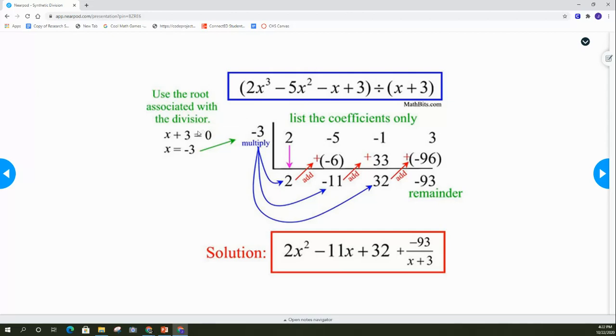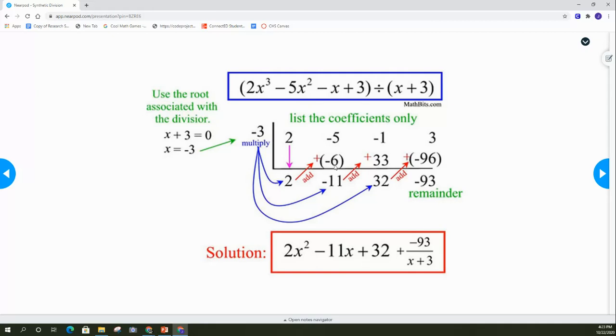Then my divisor, it was x plus 3, but I want to know what makes that 0, and that's negative 3. That's what I'm going to use as my divisor, the opposite, whatever makes that 0. All right, so negative 3 goes there. And we just follow this pattern. We're going to bring down the first one, and then we multiply the divisor, negative 3, by that number, 2, so we get negative 6. That goes up there. We add these together.